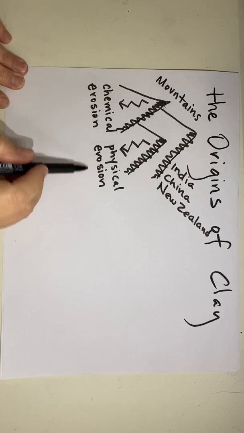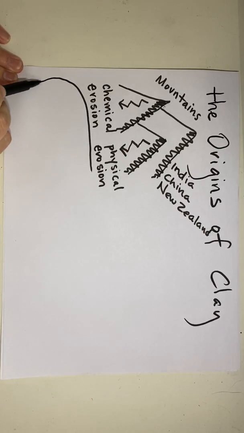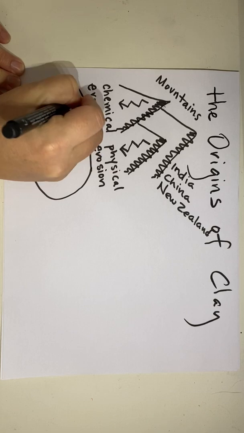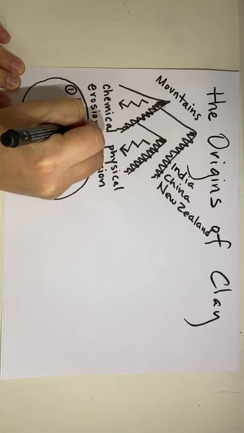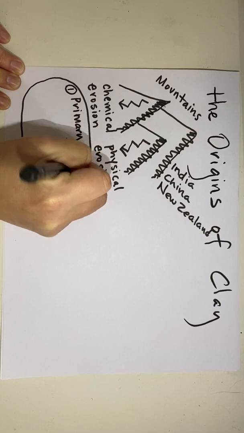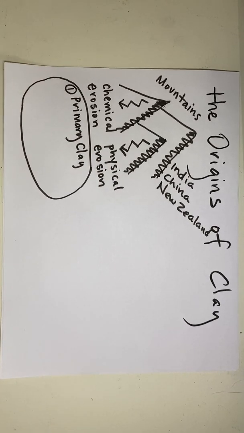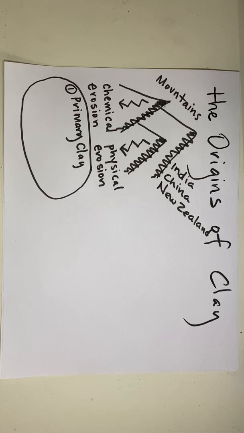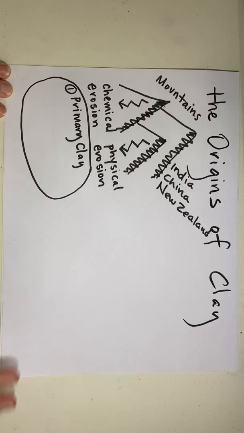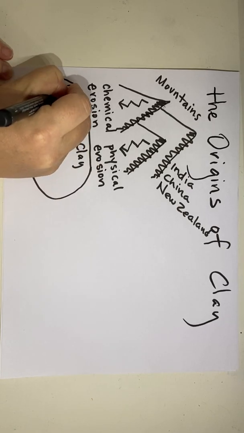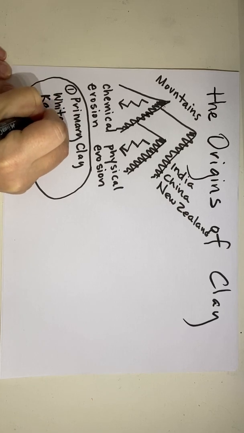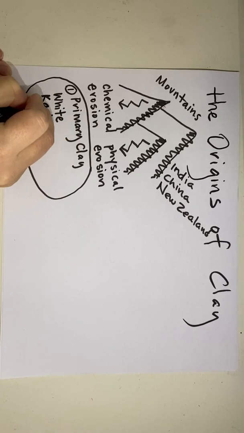And usually at the bottom of these mountains, we get this nice little deposit of clay. This is our first type of clay, and we call it primary clay. The same naming conventions we used when we learned about the color wheel, we're going to use for clay as well. So you'll hear some familiar words. Primary clay is usually white in color. It can also be called kaolin or porcelain.